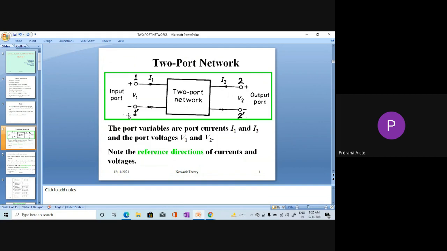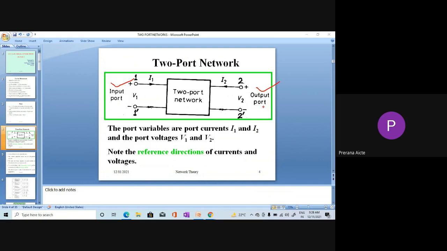So the entire setup, the entire circuit, is known as a two-port network. The entry port is known as the input port, and the exit port we name as the output port. In our day-to-day life, we discuss different types of circuits. A circuit has an input, and we get some output from the circuit. The input is the input port, and the output collected is the output port.